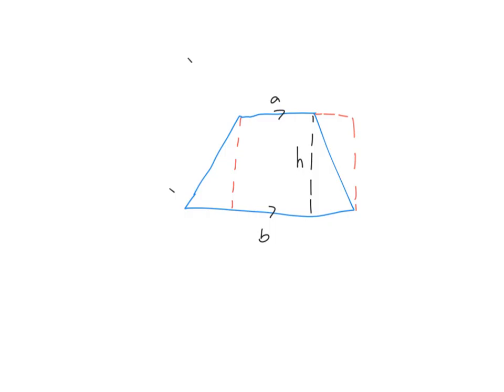To work out the length here, I have to find the average length of A and B. So how do I find the average? I add them together and divide by 2. So my formula here is area equals length times width. My width is height, that's fine. But my length is the average of A and B. So A plus B over 2, so this is the length, times by the width, which is height. So the formula for a kite is A plus B over 2 times height.